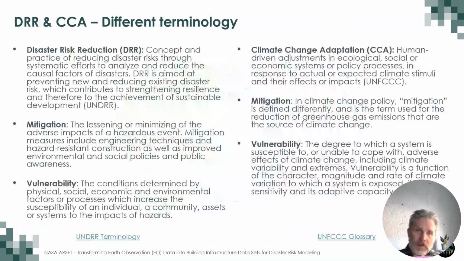But unfortunately, we've got two different disciplines with two different lexicons, and we use words that are similar in very different ways. So in disaster risk reduction and disaster risk management, the concept is to reduce the impacts of disasters through preventative measures that people do. Climate change adaptation, we talk about adaptation, which is making human-driven adjustments to the ecosystem, a policy, or processes to respond to changes in climate. So we've got different stated goals there.